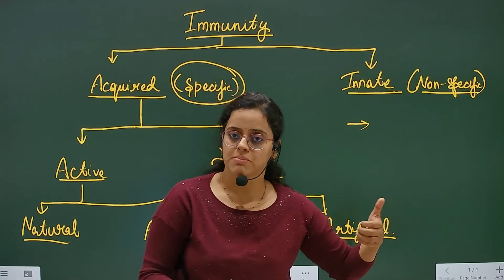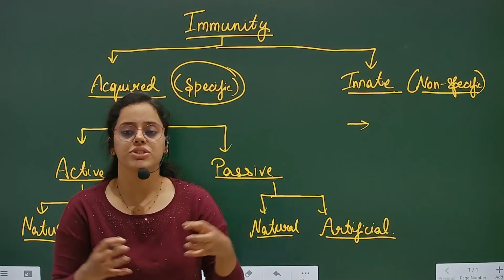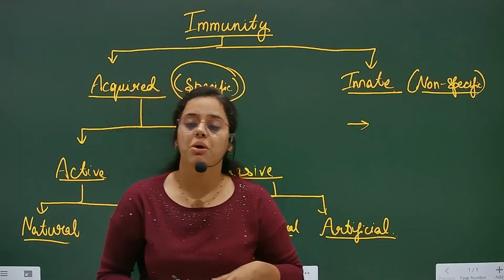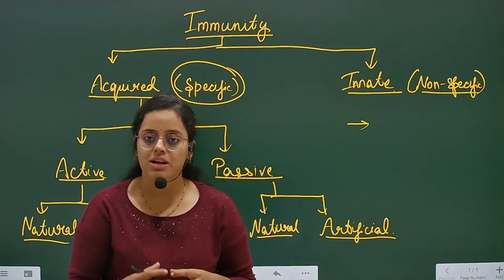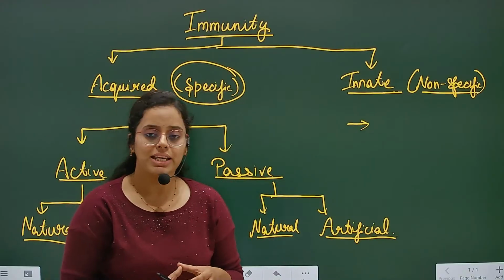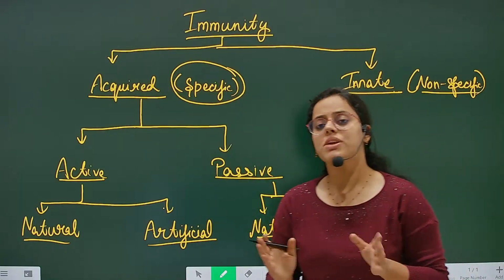And we have learned about macrophages and neutrophils. What they do is generally phagocytize. We also discussed natural killer cells in innate immunity, which secrete certain substances that kill bacteria, viruses or any other foreign substances, right? That is what we have learned about innate immunity.